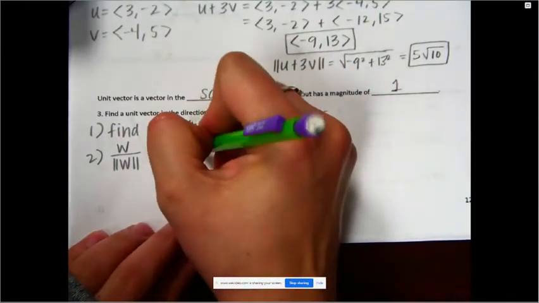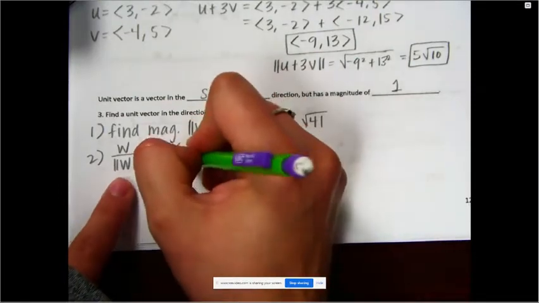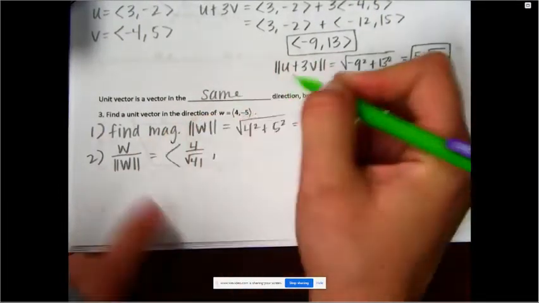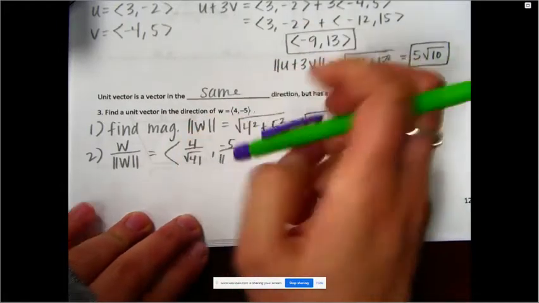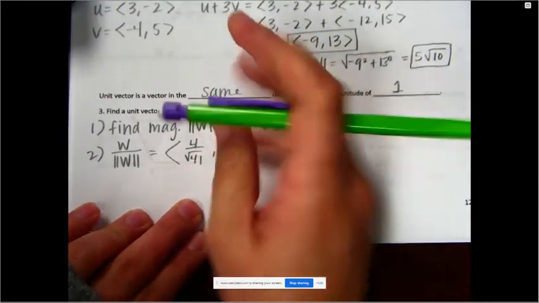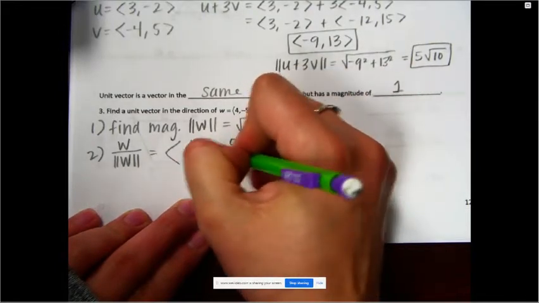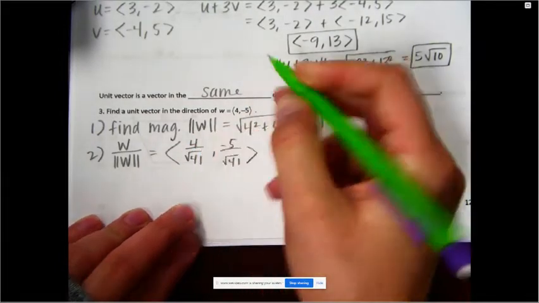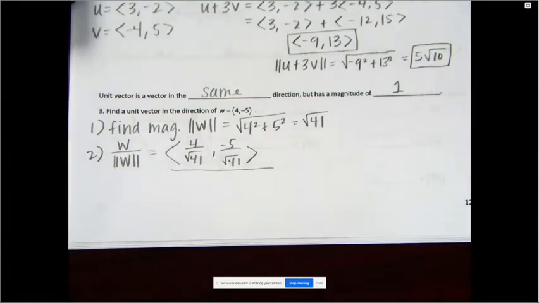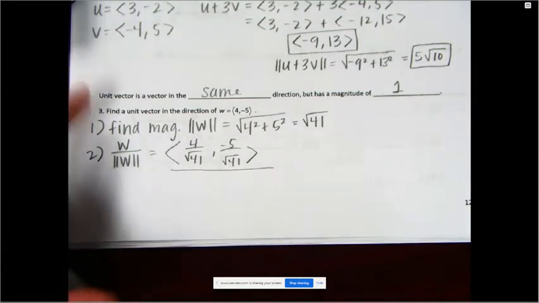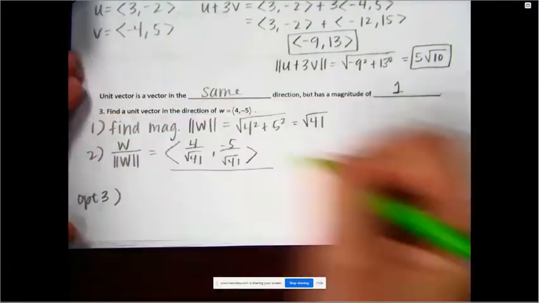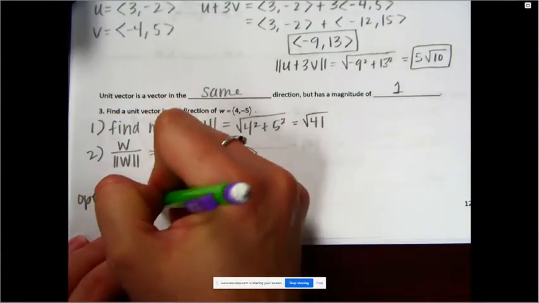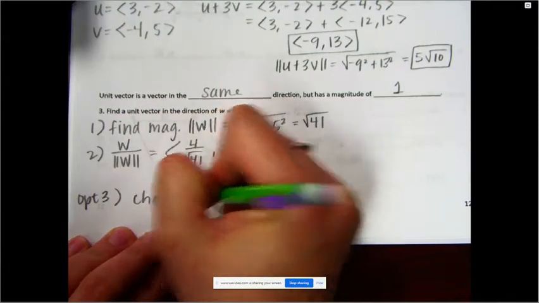So I will do, our x value currently is 4 over the magnitude, root 41. The y value is negative 5 over the magnitude, root 41. This is the unit vector. So that was 2 steps. Your half step, your optional third step, is to check that it equals 1.